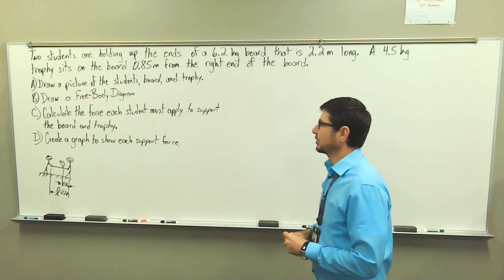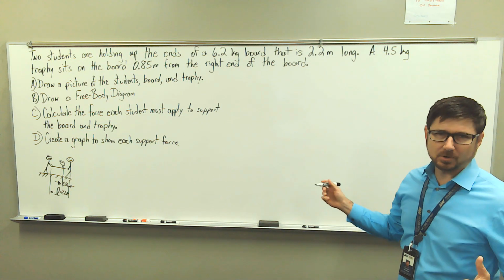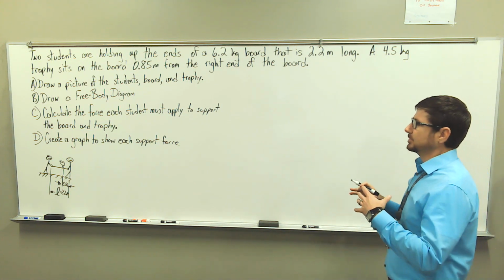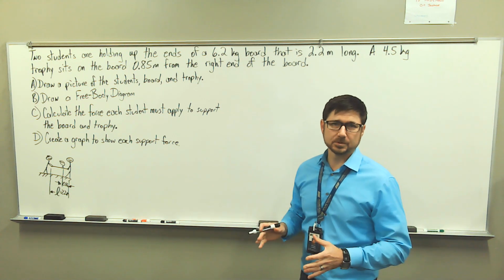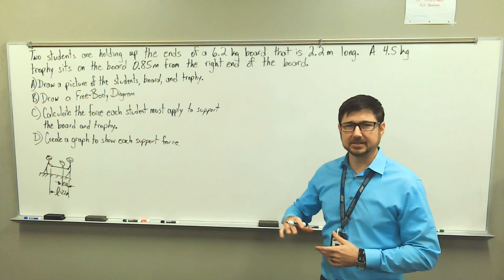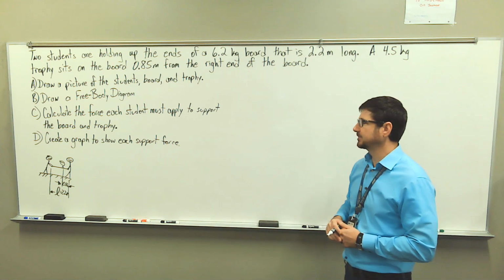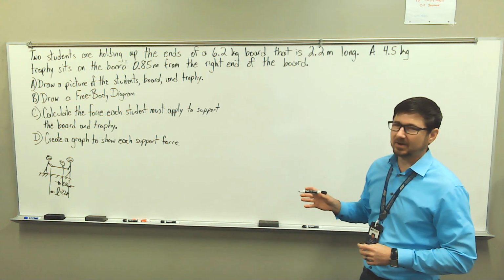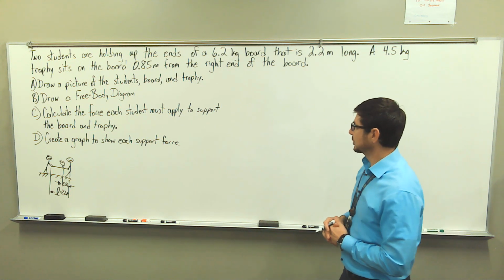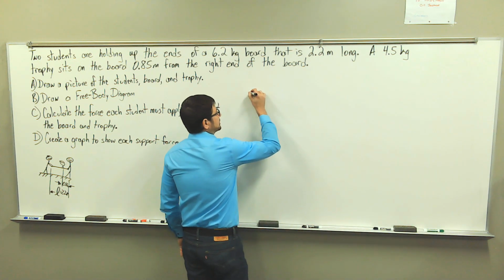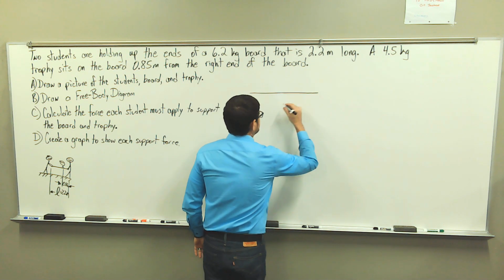Okay? So in part B, it wants us to draw a free body diagram. Now, you know that in a free body diagram, we are going to show all of the forces applied to the object, and in this case, that's going to be the beam. And then we're going to provide dimensions where all of these forces are applied. So we're just going to draw the beam here.